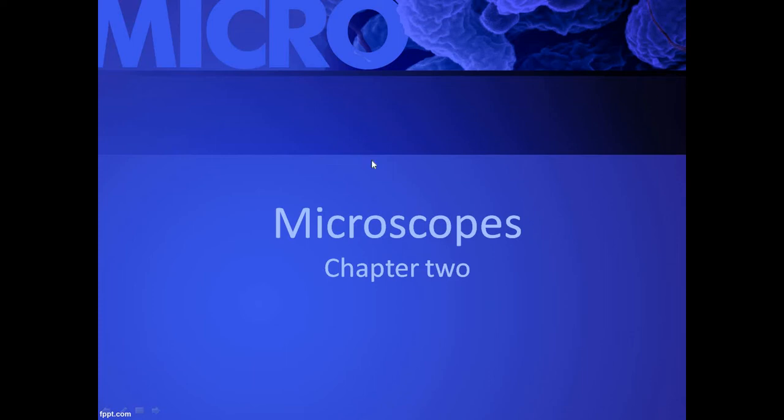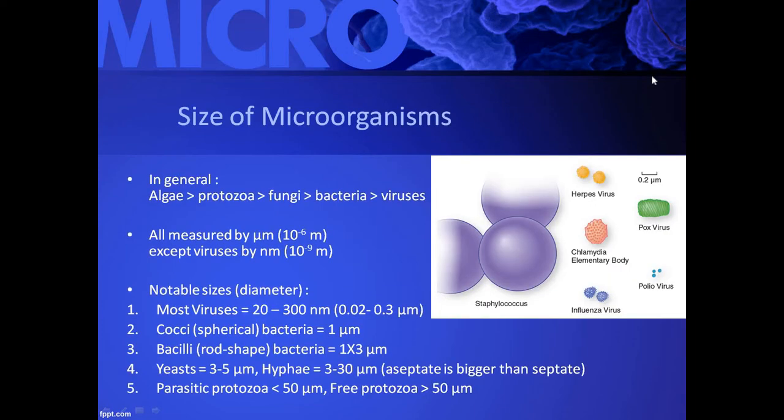In this episode, we will start chapter 2, the microscopes, and then in the next episode we will finish chapter 2. So we'll start this chapter by discussing the general sizes of microorganisms. In general, we have the algae as the biggest, then the protozoa, then the fungi, then the bacteria, and the smallest are the viruses.